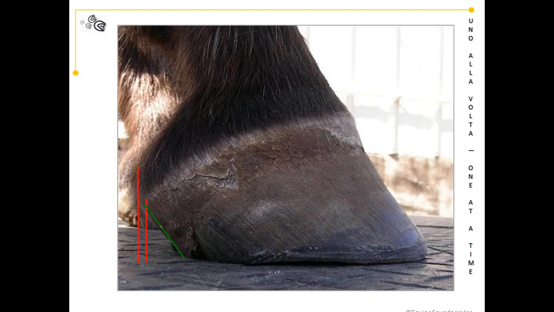The green line is the length of the heel, not the height, it's the length of the heel. So if you have a heel that is shaped like this, you see how this becomes all of a sudden very, very long. If this would be a little bit lower and would be like this, then you would have a horse with a low heel that is very long.